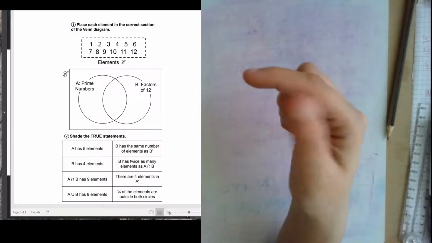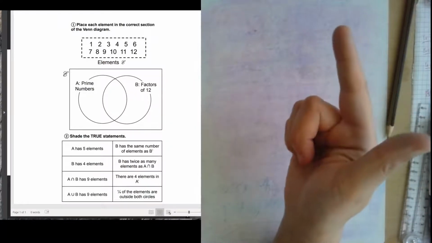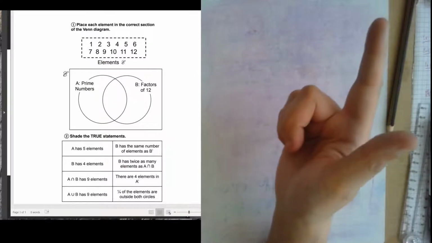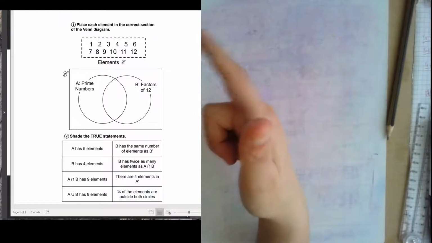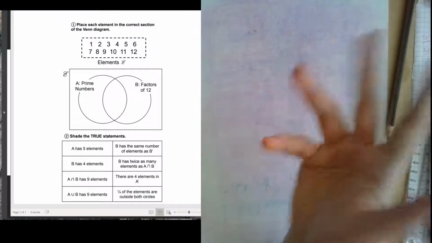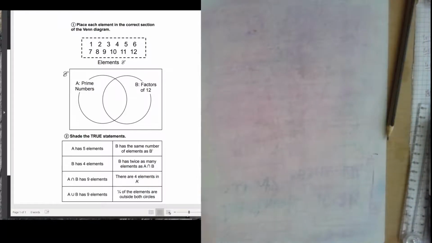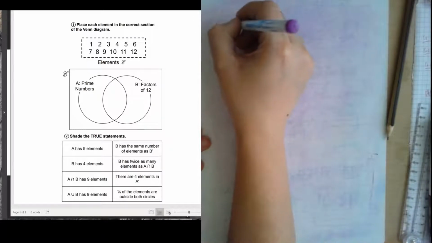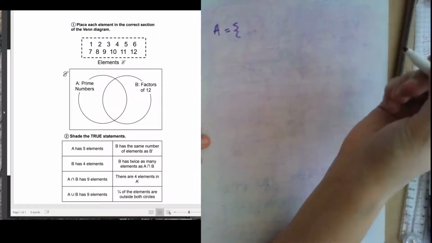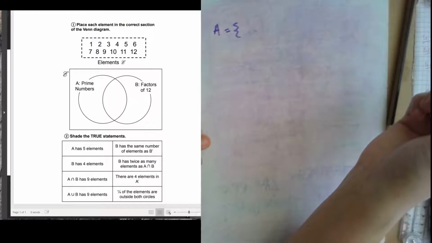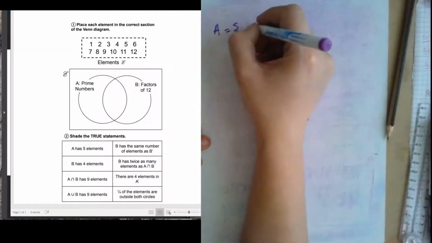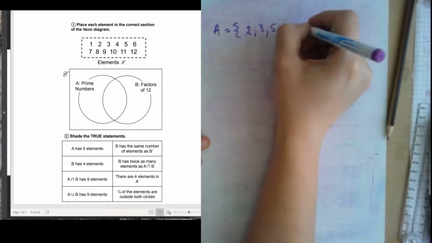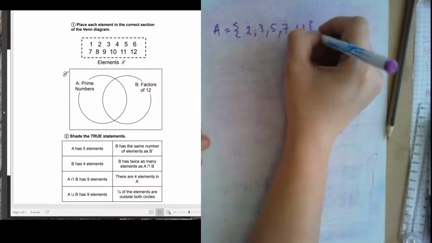And then they give you the description for A and B, saying that A is the prime numbers coming from that universal set, obviously, and B are the factors of 12 coming from that universal set, okay? So first of all, you probably want to write down what A is. So A is your prime numbers, so it only has two factors, 1 and itself. So it would start 2, 3, 5, 7, and 11.